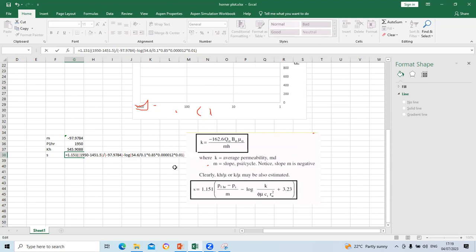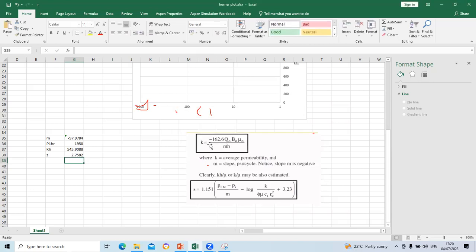At the end of it, we have plus 3.23, and then I close the bracket. Let me be sure I have closed this bracket. All right, yes. This one, I open it here, I closed it here. This closing is for the first one. This one, I open it here, closed it here. All right, so that's our skin factor.